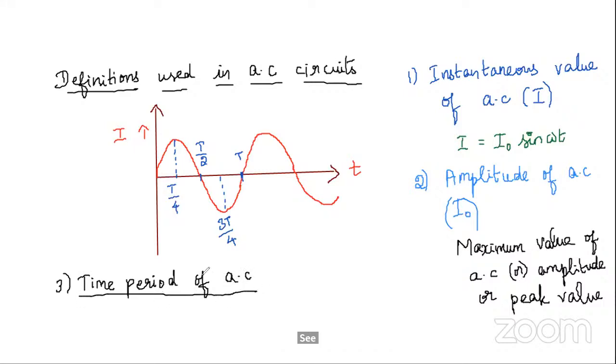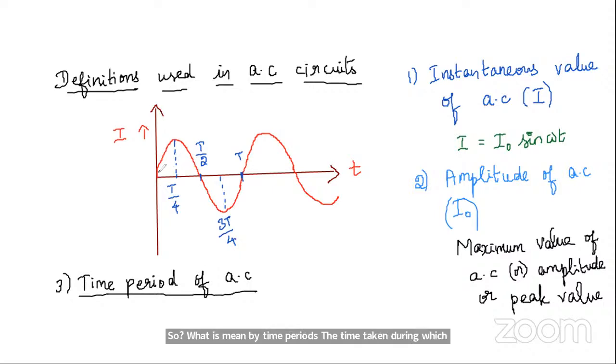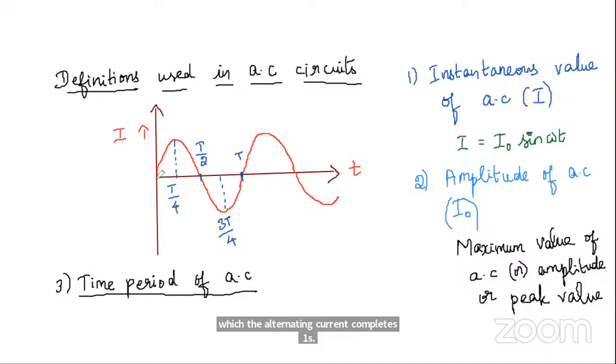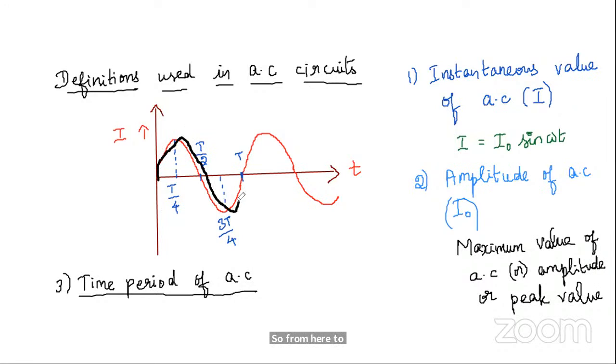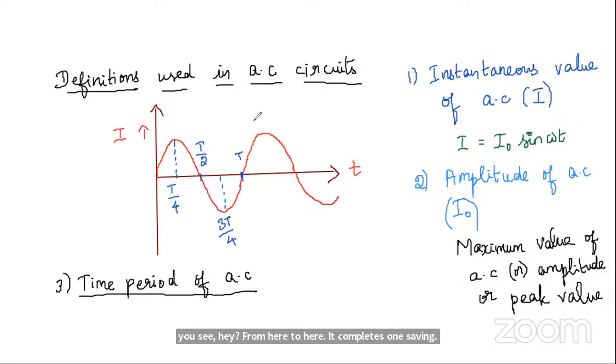So what is meant by time period? The time taken during which the alternating current completes one cycle. From here to here, this is one complete cycle. So the time taken to complete one cycle is actually called time period.